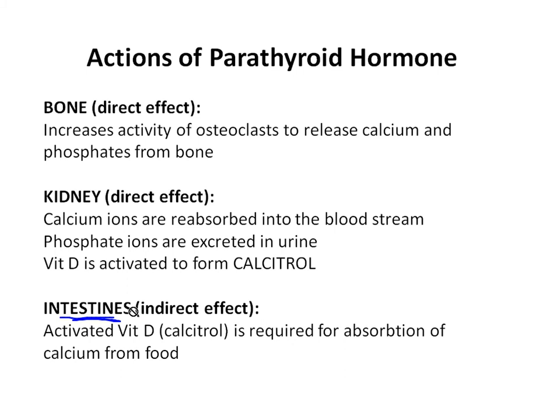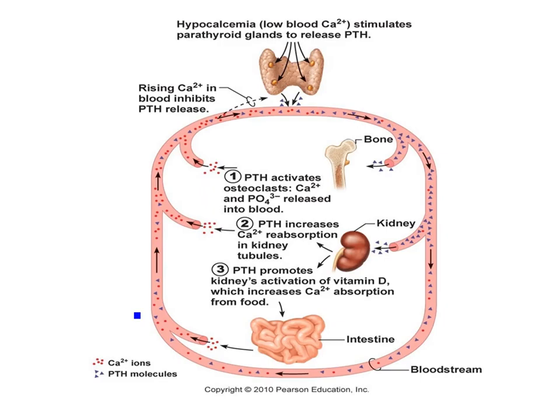So let's just look at this next picture and sum all this up. You start out here, you have your little parathyroid glands, and they're going to sense low blood calcium. So they're going to release parathyroid hormone. Parathyroid hormone is going to go to the bone, where it's going to activate the osteoclasts to tear down bone and release calcium and phosphates.